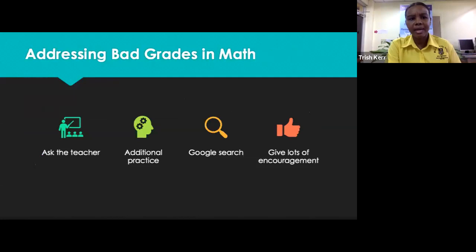Now, how do we address the bad grades? I highlighted ask the teacher, additional practice, and let me highlight this one, Google search. No, Google is my friend. Let me tell you something. Anything I don't know, I check Google. I know the safety issues, and so you have to monitor your child in using the internet. Be careful, you never know. Put safe search on if possible.